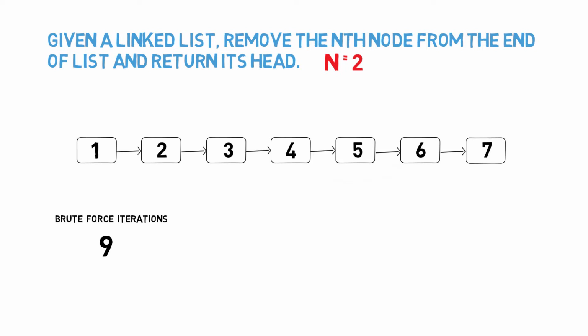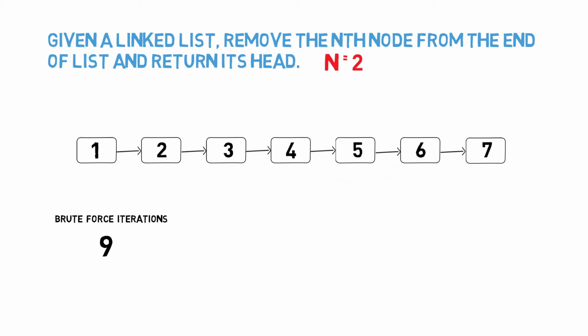As you can see, it took us 9 iterations in this example. It doesn't seem like much, but let's say instead of length 7, it was 7,000. That means we iterate through an extra 3,000 nodes to find our answer because of the second pass through. So how can we do this in one pass through of the linked list?